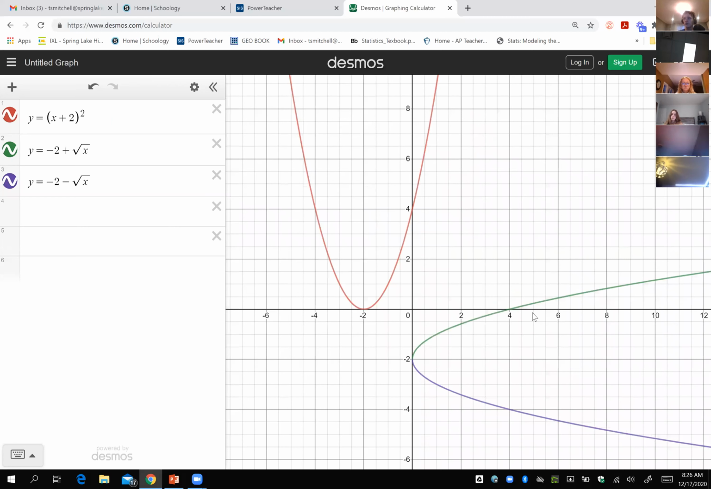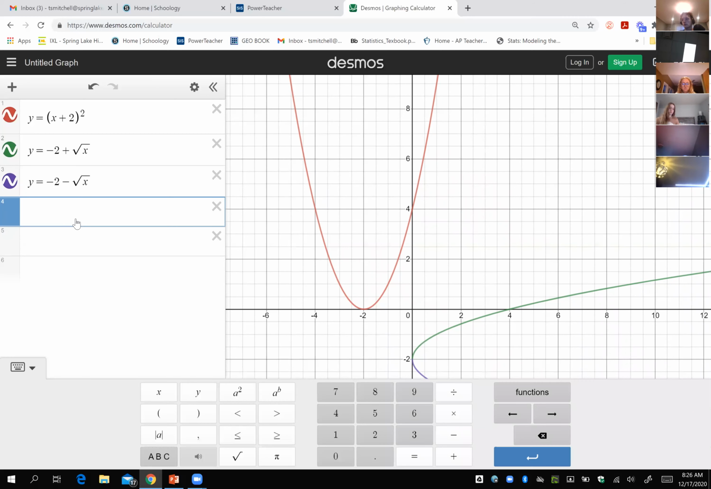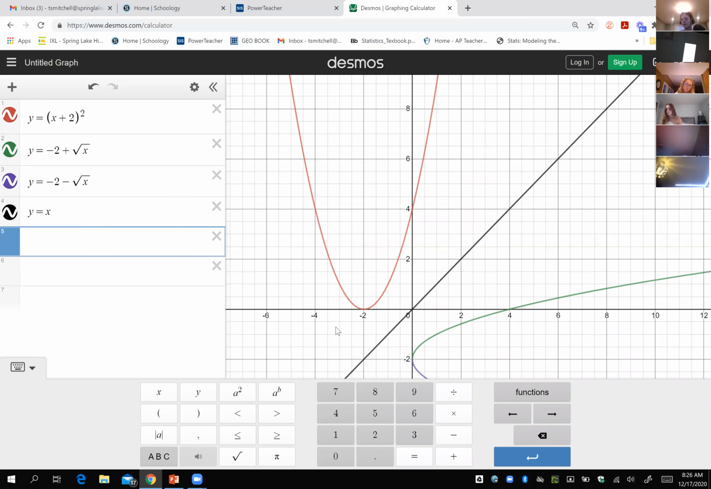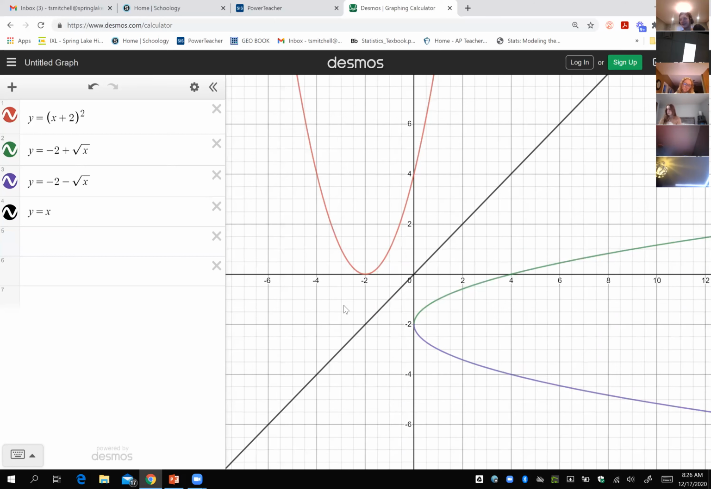So you need the plus or minus, because if you don't have it, you're only going to get half of the parabola. And notice that if I was to put a horizontal line in here, it would hit twice, which is why our inverse is not a function, right? Our inverse doesn't pass the vertical line test. And if we throw in y equals x, just for good measure, we can see how that's a reflection across.